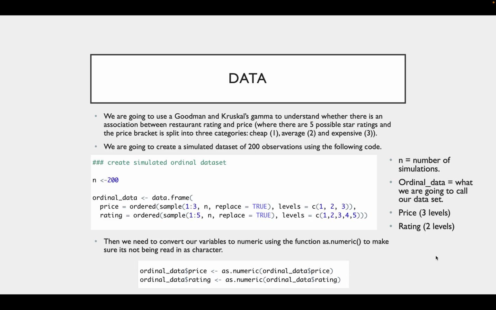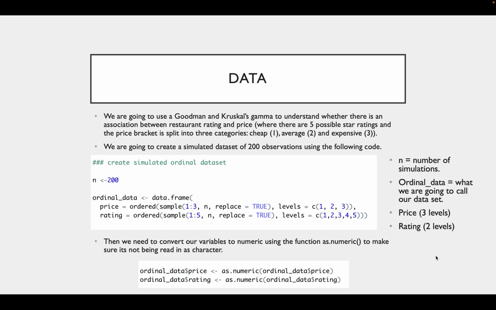In this tutorial, we are going to use a Goodman and Kruskal gamma to understand whether there is an association between restaurant rating and price, where there are 5 possible star ratings for a restaurant, and the price bracket can be split into 3 categories: cheap, average, and expensive.